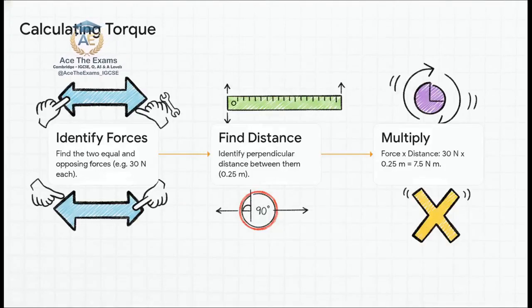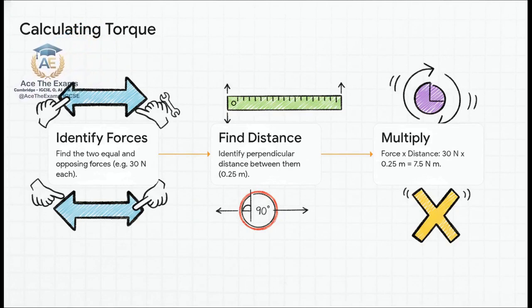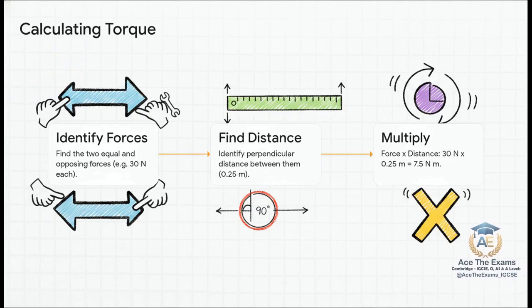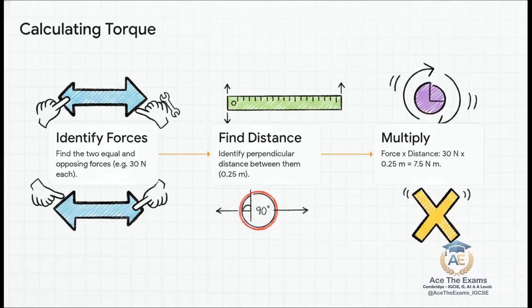Let's step through the logic of the math together, because calculation assessment objectives require a very specific layout. Step 1, identify the 2 opposing forces, let's say 30 newtons each. Step 2, identify the distance separating them, 25 centimeters. Immediately, your exam radar should be going off. Convert that to standard units, so 0.25 meters. Step 3, multiply the force by the distance. 30 times 0.25 equals 7.5 Newton meters.